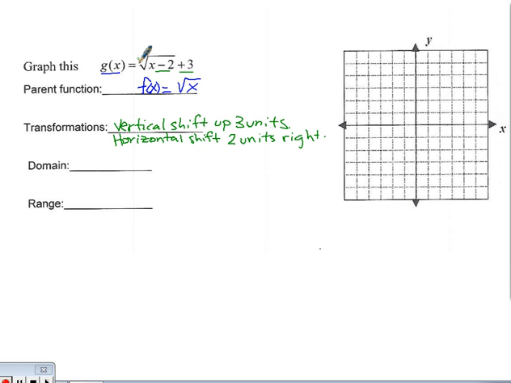All right, were there any stretch or compress? Any reflection over the x or the y? Nope. Okay, so let's go ahead and graph it, and then we'll talk about domain and range so we can see that better. So it looks like this. In this case, it wouldn't be called the vertex, but the point that we're starting our square root function at, this point right here, is going to be at +2, +3.